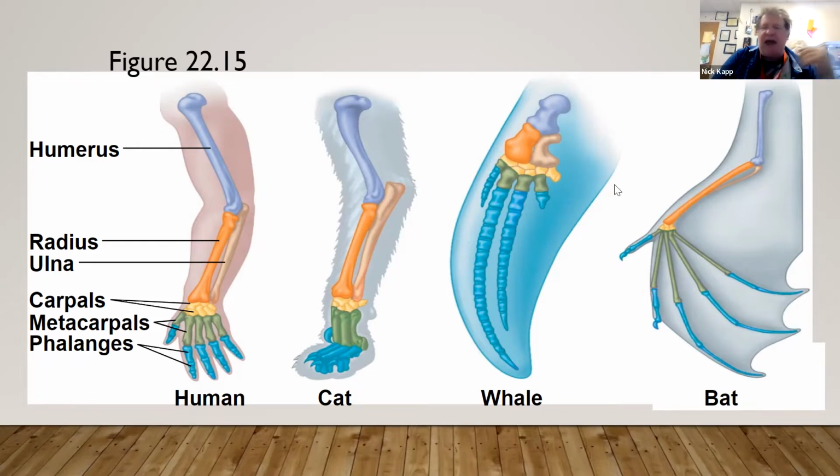If we look at the forelimbs of many of our vertebrates, humans, cats, whales, and bats, we all use our arms differently. But when we look at these arms, they came from an ancestor that had a humerus, a radius, an ulna, and phalanges. These bones are all similar to one another. They come from the same thing.